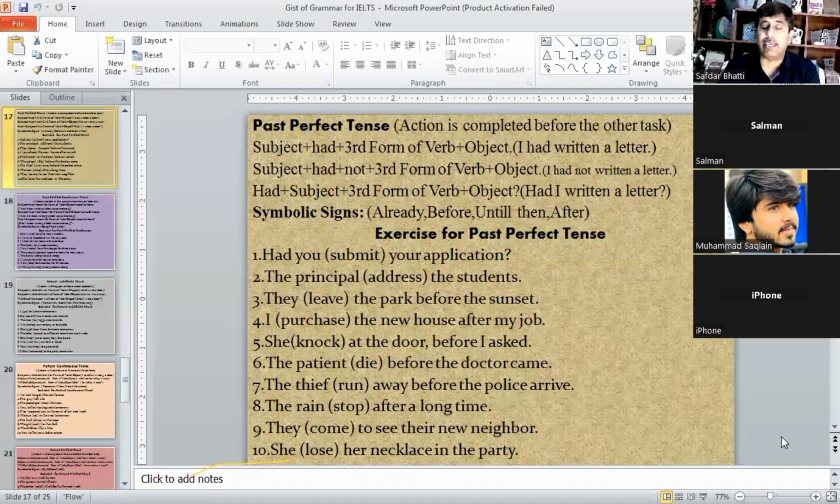Past perfect tense. It tells about the action that is completed before another task. Structure is subject, had, third form, object. I had written a letter, I had not written a letter, had I written a letter? And the symbolic signs are already, before, until, then, and after.